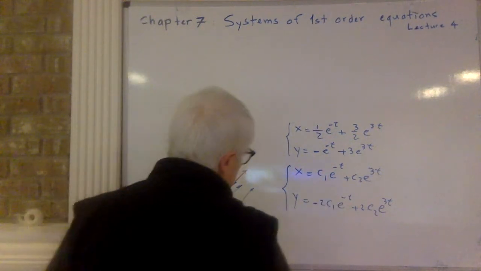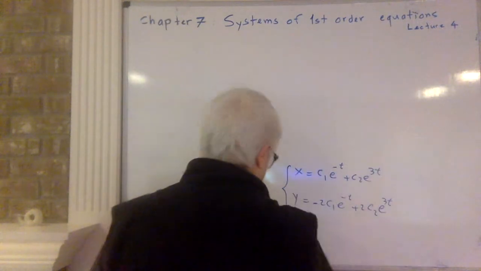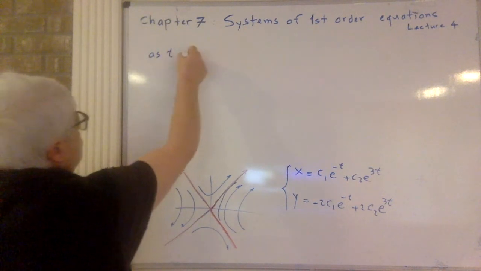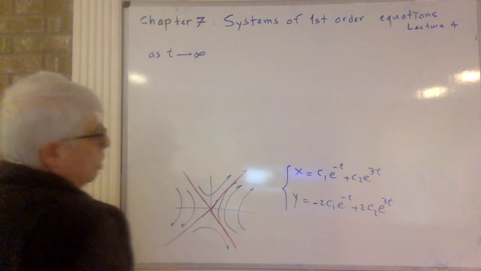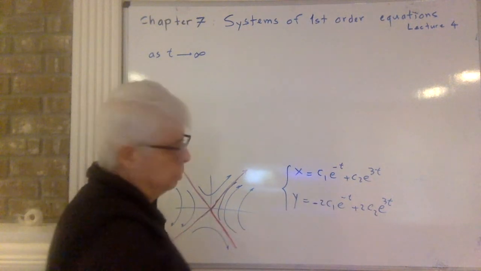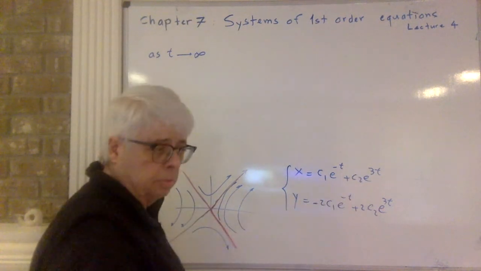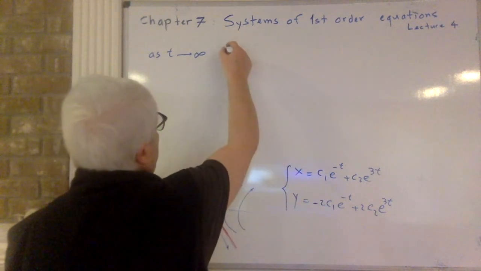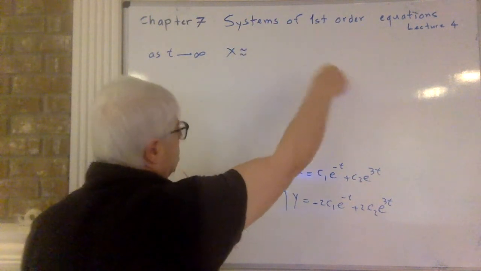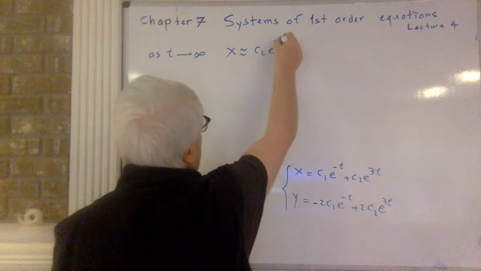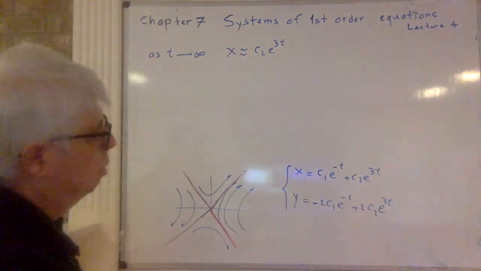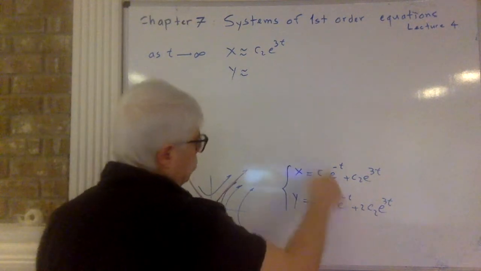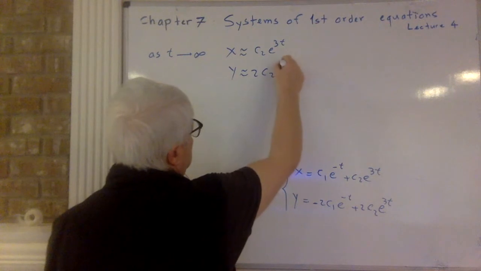And just look at this. Let me get to it. So what happens as t goes to plus infinity? Well, e to the power minus infinity is 0, and this is infinite, but it is not 0. So as this happens, x becomes almost c2 e^(3t), because this one really will not affect. And y becomes almost this second one, 2c2 e^(3t), right?